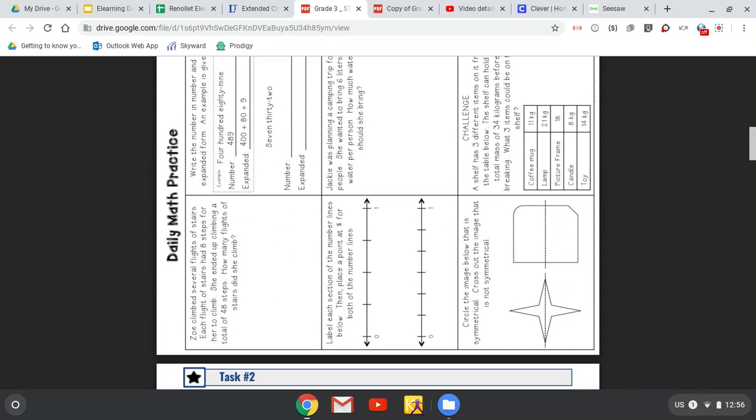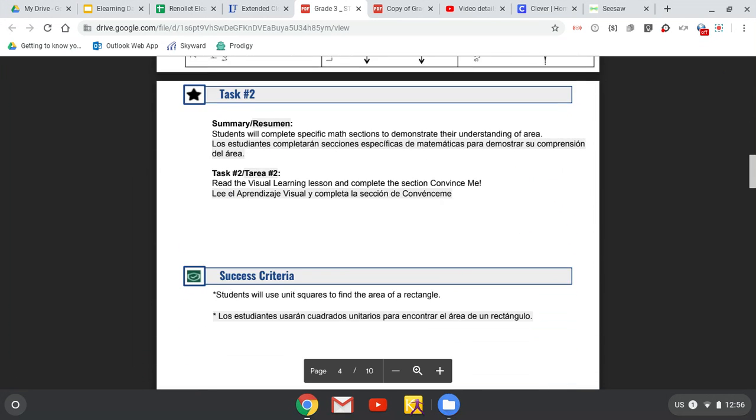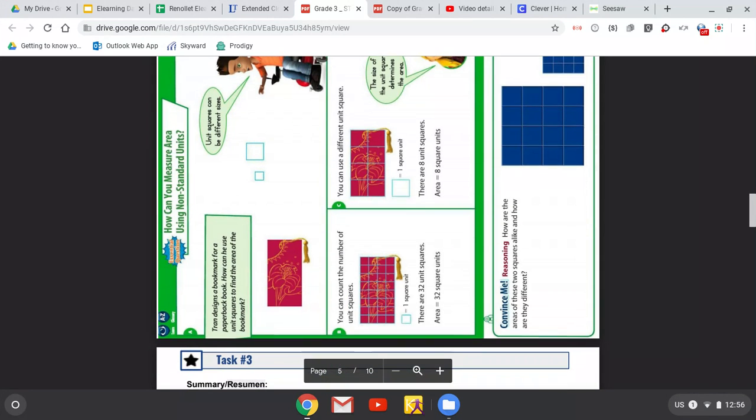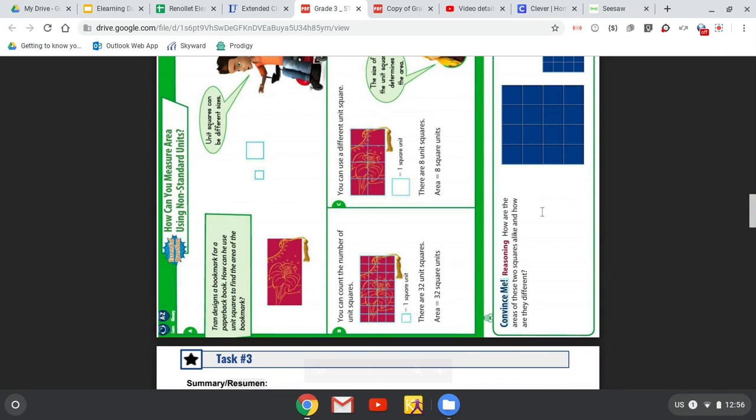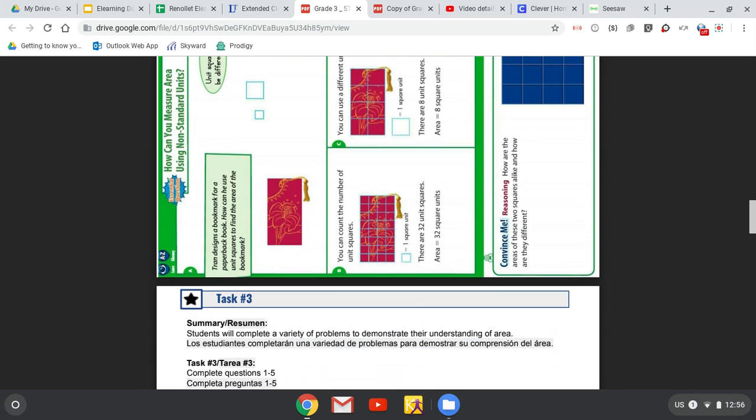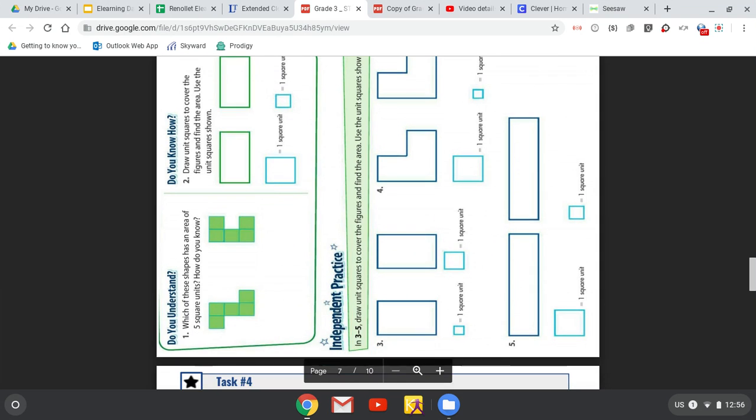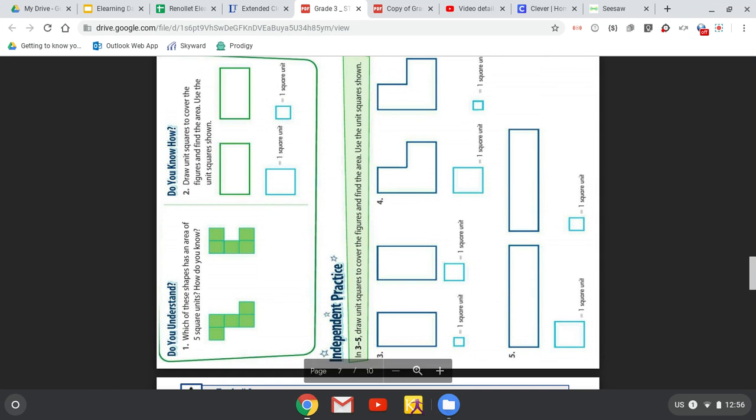Task number 1 is your daily math practice. Do the best you can, keeping those math skills sharp in your mind. Task number 2 is reading our example page from Pearson. Our big question today is, how can you measure area using non-standard units? That means, how can we find the area of a shape using different size units? So read these examples and then show me what you know in your task number 3.